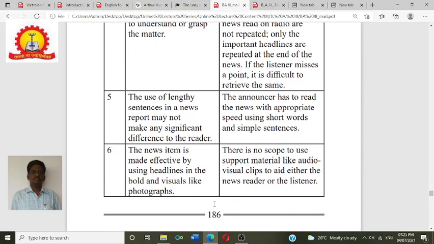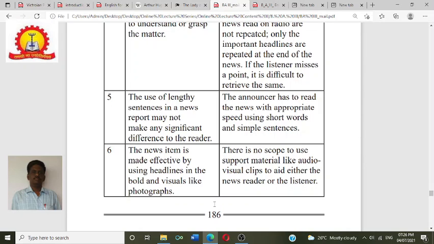Then, the use of lengthy sentences in a news report may not make any significant difference to the reader. They can read it again and again, and make out the meaning by reading repeatedly. So lengthy sentences can be used in news writing for the print media. However, in radio, the announcer has to read the news with appropriate speed, using short words and simple sentences. So this is the difference.